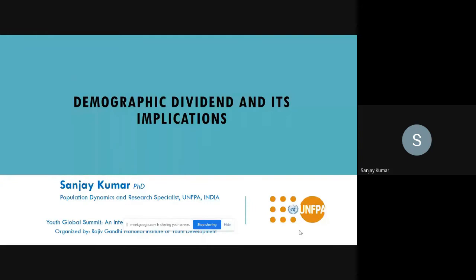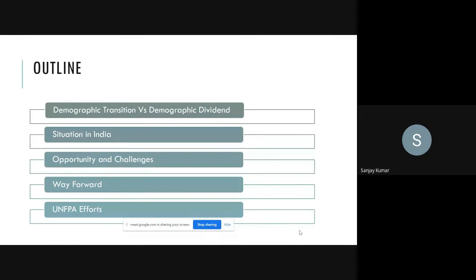Okay, so we are going to talk about demographic dividend and its implications in India. What I'm going to cover in this particular session for another 10 to 12 minutes is the basic concept of what is demographic transition and what is demographic dividend. So we should also be able to understand what we actually mean by demographic dividend. And if so, then what is the situation in India as of now? And what is going to happen in the near future in terms of demographic dividend in our country?